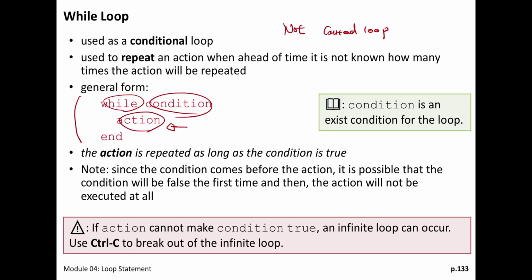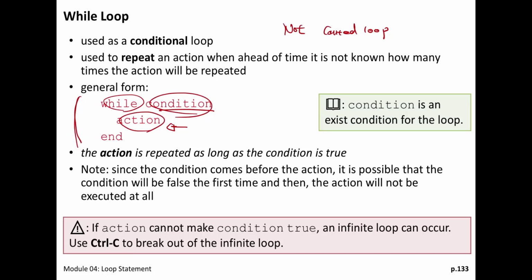Since the condition comes before the action, if the condition is false the first time, the actions will not be executed at all. It's like an if statement. If the condition is false, it's skipped. But as long as the condition is true, the action keeps repeating.